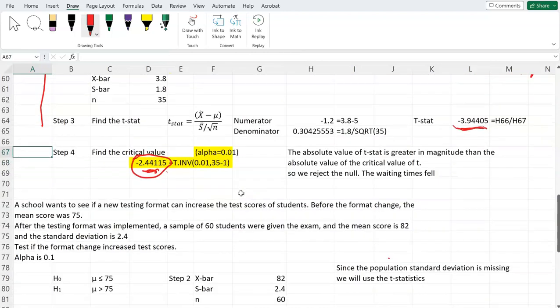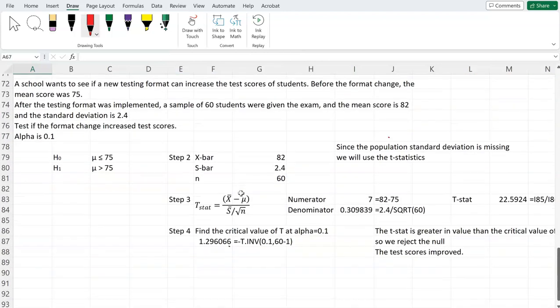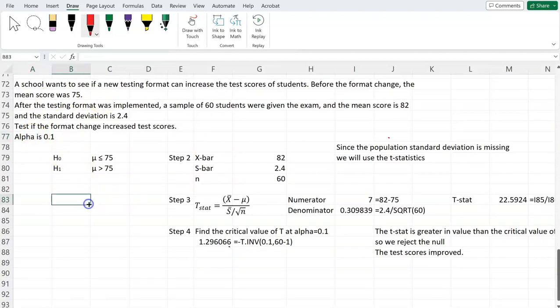Now let's look at our case where we are looking at the right tail test. So again, let's start with alpha is 0.01. So our alpha is given at 0.01. The mean is 75. And we are not given the population standard deviation, so we will start with the t-stat. We talked about this problem before in a previous lecture, so I just copied and pasted it here.